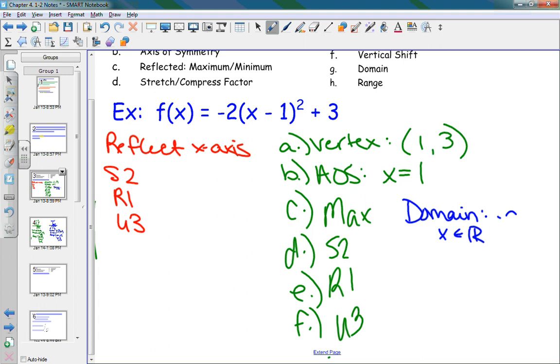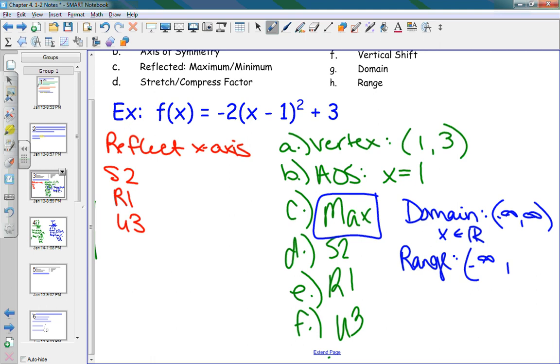X is now with the reals, so negative infinity to infinity. Now, what's my range? My range is going to depend upon if it's a maximum or a minimum. So does this thing have a max or a min? We said it has a max, right? So since it has a max, it looks like a mountain. And where does that mountain start? At negative infinity. And where does that mountain stop? At the 3, which is going to be your y value. Which means y is less than or equal to 3. Do we understand that, yes or no?